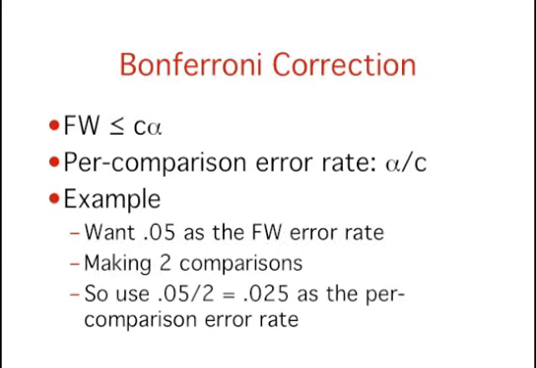The Bonferroni inequality can be used to control the family-wise error rate as follows. If you want the family-wise error rate to be at most alpha, you use alpha divided by c as the per-comparison error rate. So, if you are going to make two comparisons, you use a per-comparison error rate of 0.025. This correction, called the Bonferroni correction, will generally result in a family-wise error rate that is less than alpha.